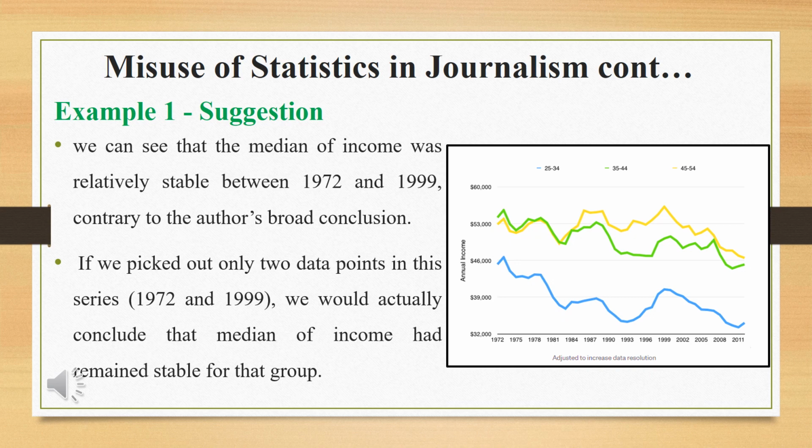Immediately, we can see that their median income was actually relatively stable between 1972 and 1999, contrary to the author's broad conclusion. If we picked out only 2 data points in this series, say 1972 and 1999, we would actually conclude that median incomes had remained stable for that group.